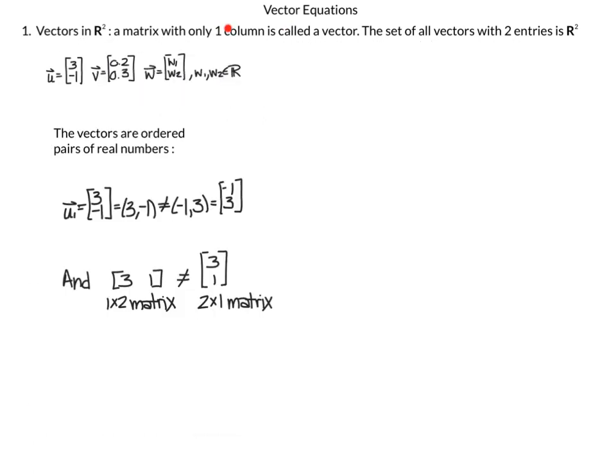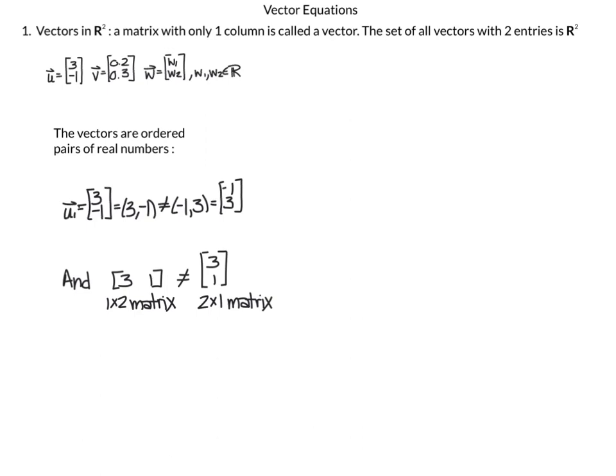We'll back up and talk about a vector, and a vector is a matrix with only one column. In particular, we'll start with R2. That's the easiest to visualize, and that is the set of all vectors with 2 entries. So here is one example. The vector u is equal to (3, -1). We have another example, v is equal to (0.2, 0.3), whereas w could be equal to (w1, w2), where w1 and w2 are both real numbers.